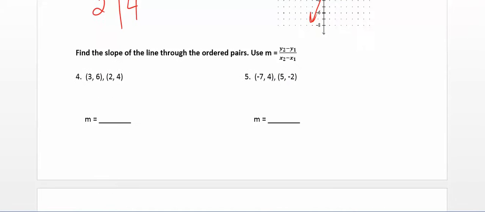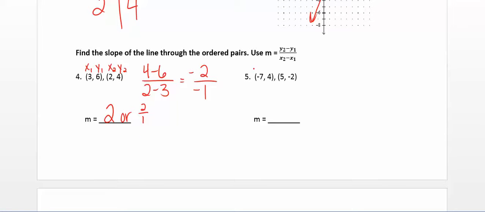4 and 5, you're using the slope formula. I like to label these first, x1, y1, and x2, y2. So for the top, we have y2 minus y1, so that's 4 minus 6 over x2 minus x1 is 2 minus 3. And you really need to watch your signs here. 4 minus 6 is negative 2. 2 minus 3 is negative 1, and when you have a negative divided by a negative, remember that is a positive. So negative 2 divided by negative 1, our slope is 2, or you could write 2 over 1.